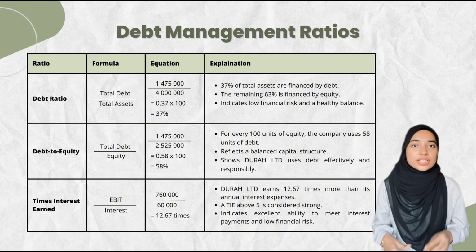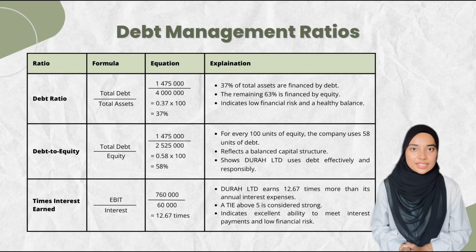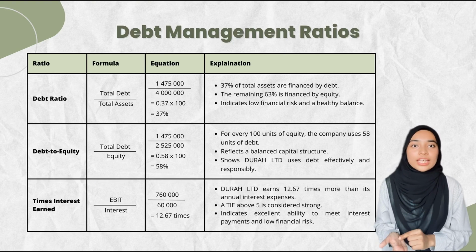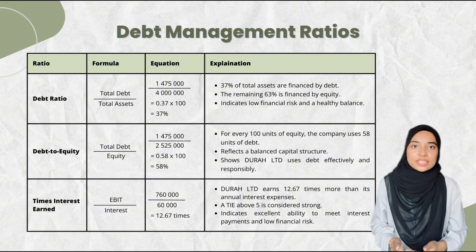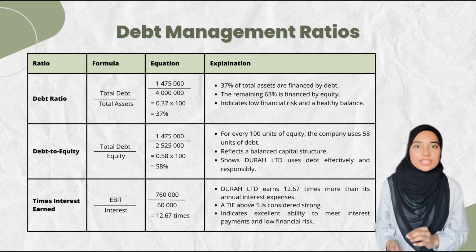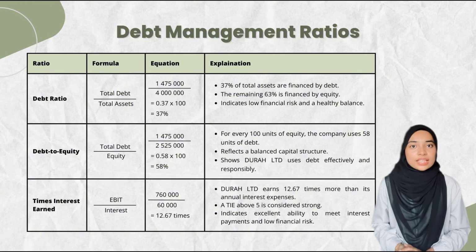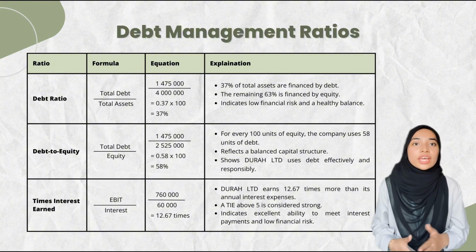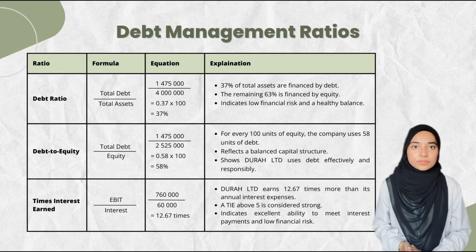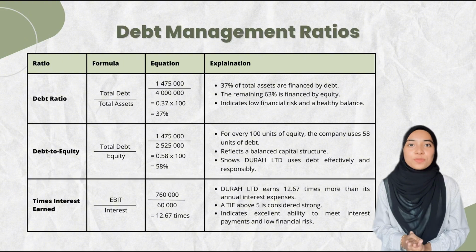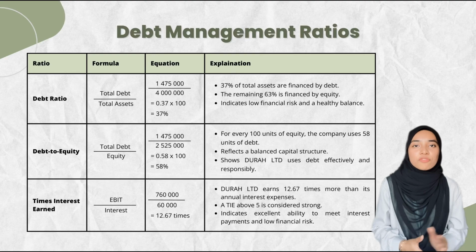The final ratio is the times interest earned, which shows how well the company can pay its interest expenses. TIE equals EBIT divided by interest expenses. That means 760,000 divided by 60,000, which equals 12.67 times. This means DURAH LTD earns more than 12 times what it needs to cover its interest payment. That's an excellent position to be in. It signals strong financial health and very low risk of missing payment.